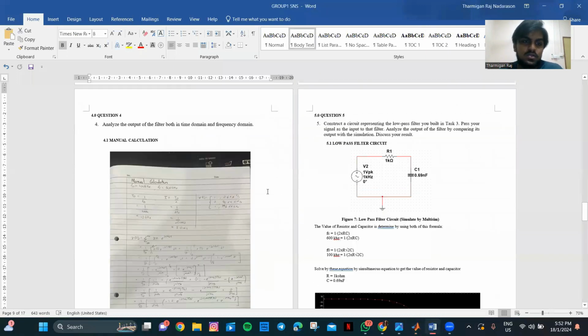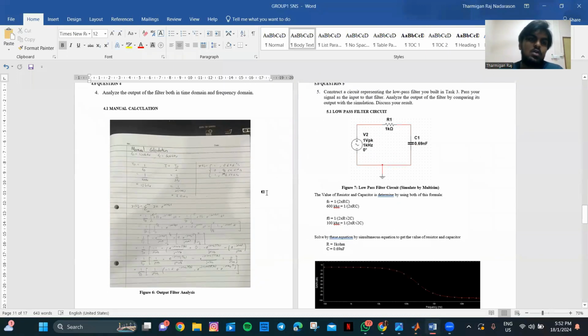Question 4 is a manual calculation part for the output of the filter, both in time and frequency domain. As you can see here, we have completed the manual calculation, and it can be seen more clearly in the report later. Question 5 is where we should construct a circuit representing the low pass filter. We should pass our signal as the input to that filter, and analyze the output of the filter, comparing its output with the simulation itself.